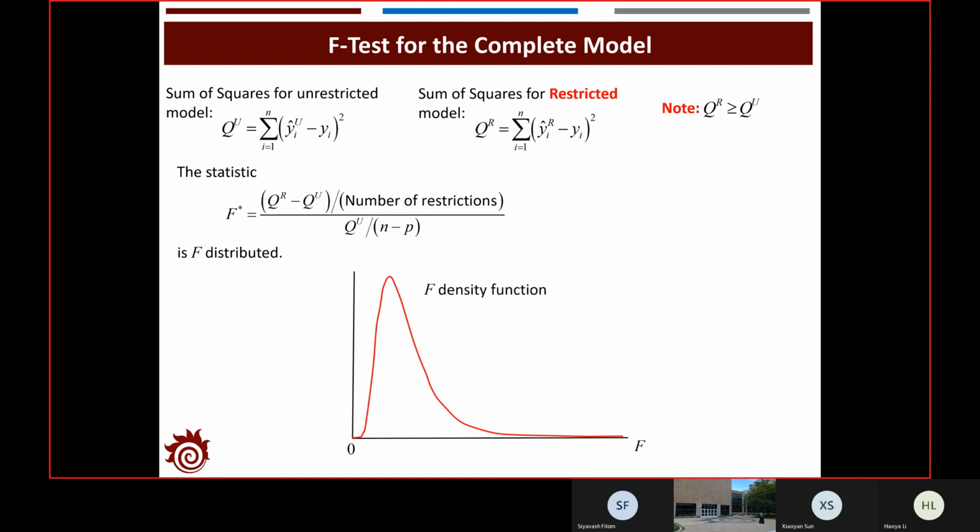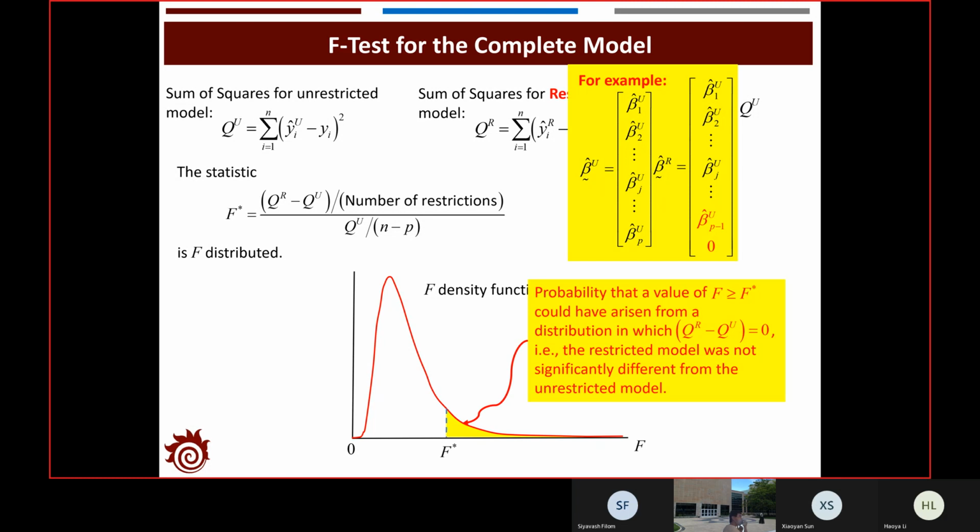This is the general density function for the F distribution. You're going to use this statistic to check whether the probability of the part higher than the F star is smaller than 5%. If it is, we can reject the assumption that the restricted model and the unrestricted model are the same. So this is the F test.